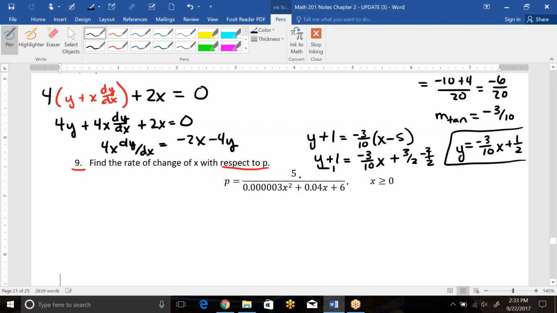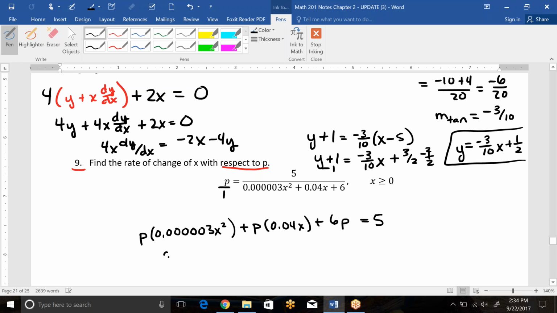Now the problem is the function on the other side looks pretty messy. It makes things a little bit uncomfortable to take the derivative with respect to p when there's all these x's down here in this denominator. So I'm going to actually try to get everything on one line by cross multiplying here. So if I multiply across here, this would be p times 0.000003x squared plus p times 0.04x plus 6p equals 5.